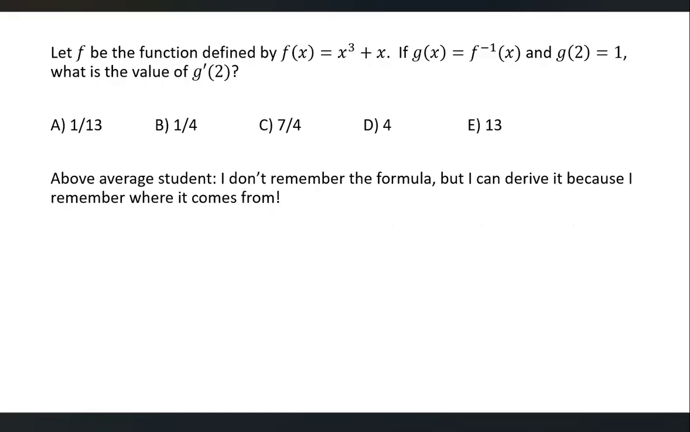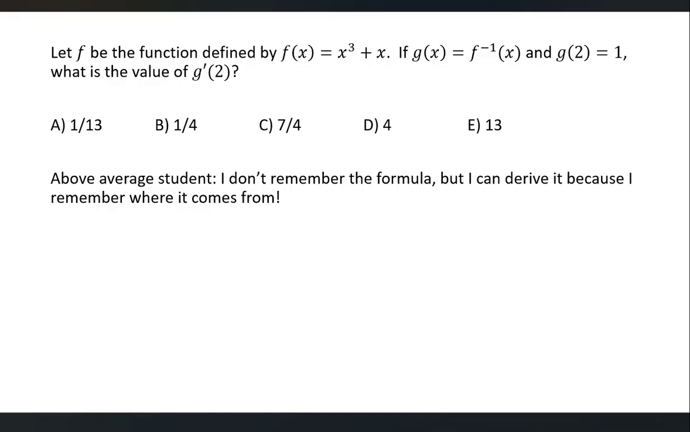So the above average student would go like, even if I don't remember the formula, I can derive it quickly because I remember where it comes from. This is where knowing where the derivations come from greatly helps. Like if you forget the derivative of tangent, you can just do the quotient rule on sine over cosine. If you don't remember the derivative of inverse sine, if you remember how to derive it, you can quickly do it as well. That's implicit differentiation.